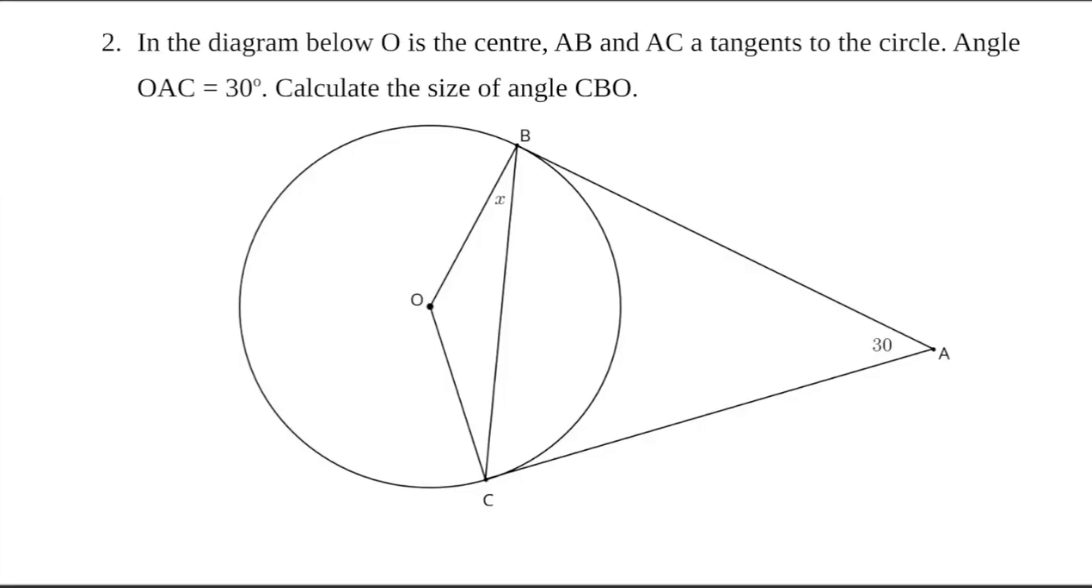CBO. There was a typing error here. The 30 degrees is not OAC. It's actually BAC. This one they are referring to angle BAC. This is the one that's equal to 30. As we can see in the diagram here, it's the 30 degrees. We are required to find x there, which is CBO. Now, how do we go about finding the value of x?